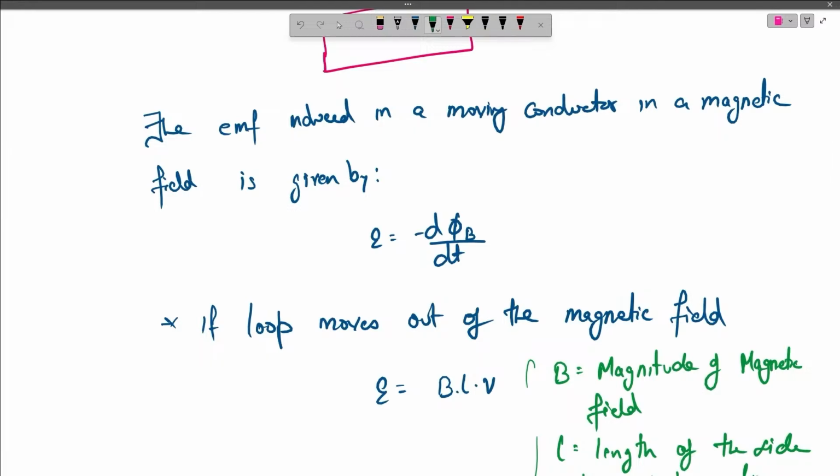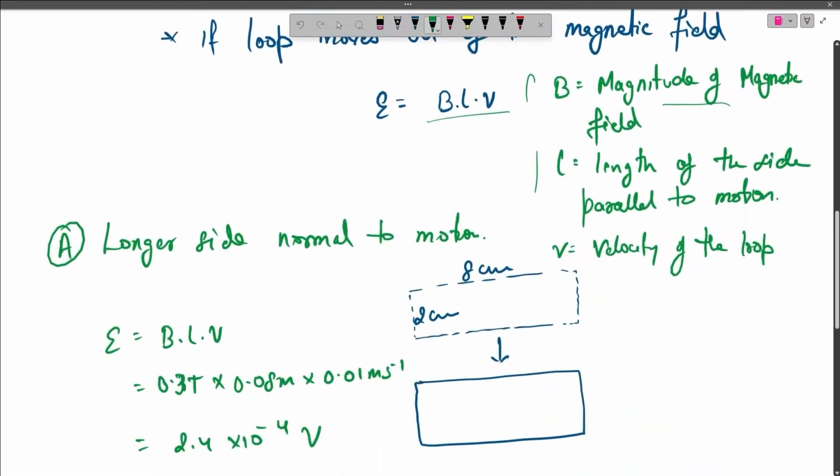So we know that the EMF induced in a moving conductor in a magnetic field is given by this formula, E equals minus d phi by dt. If the loop moves out of the magnetic field, then this expression turns out to be B times L times V, where B is the magnitude of the magnetic field, L is the side parallel to motion, and V is the velocity of the loop.